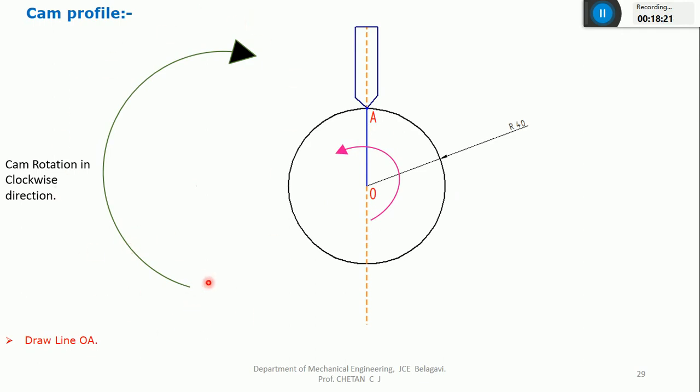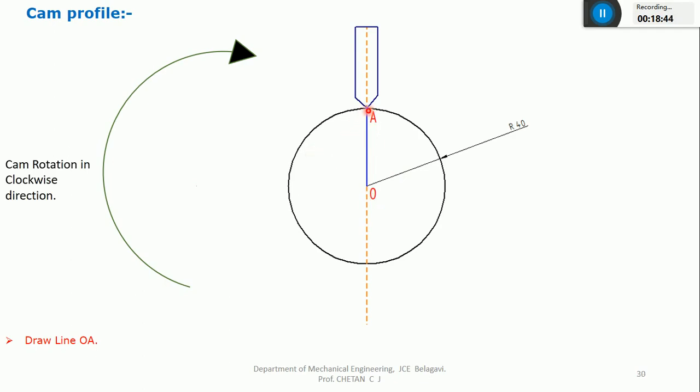So in this case, the cam is rotating in a clockwise direction. So I'll indicate all four angles, that is 90, 30, 60 and 180. Correct? Opposite to this cam rotation. It means I'll indicate the angles in a counterclockwise direction. I'll take this as the reference line.